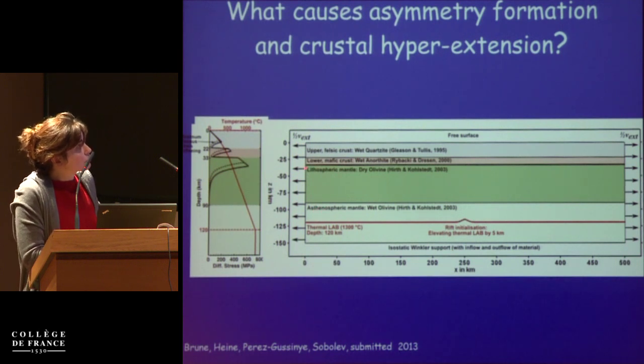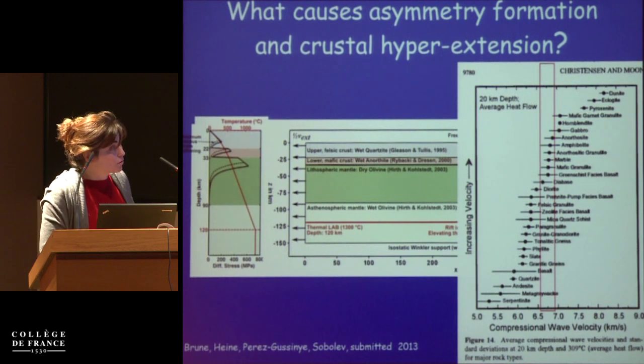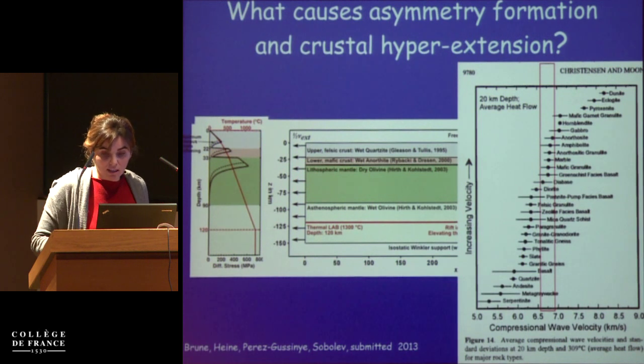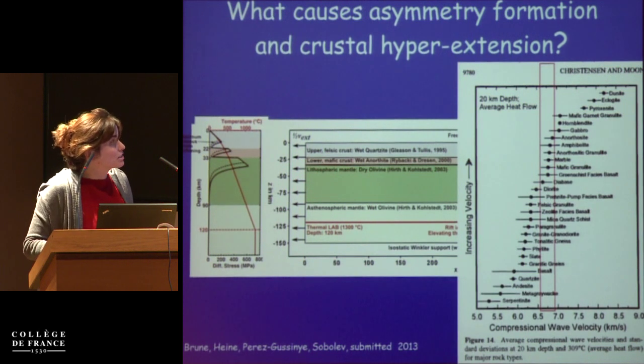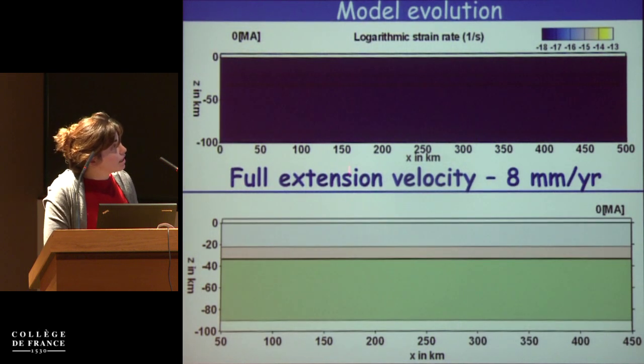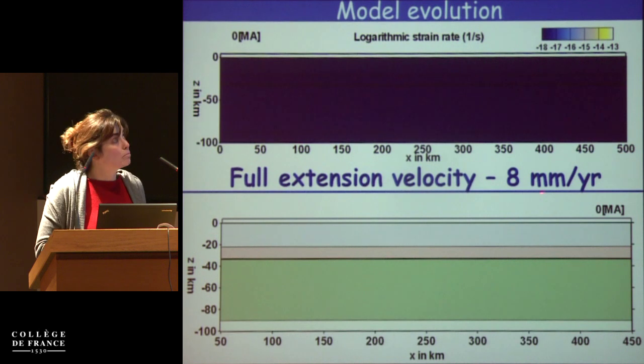And for his standard model, he used mafic crust because wide-angle profiles appear to have 6.7 to 6.9 velocities in the lower crust, which indicate perhaps a more mafic rheology. But as you will see, we have also done experiments with more felsic rheologies and have the same result. So that's a numerical experiment for full extension velocity of 8 millimeters per year. So that's very slow extension velocity.